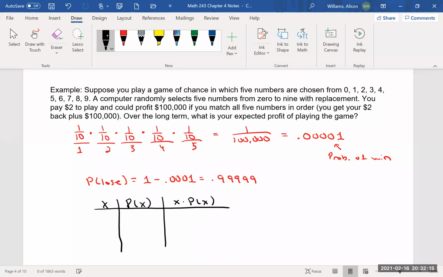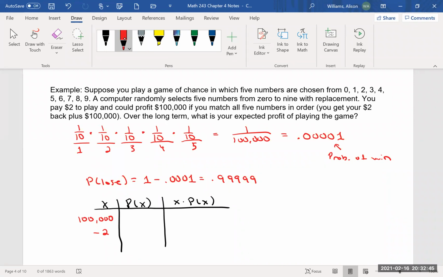Okay, so in this game, there's two outcomes. You win or you lose. Okay. So if you win, $100,000. So that is the first random variable, 100,000. But if you lose, you're going to lose $2. Okay. So those are the outcomes. Those are the two possible things our random variable can be. $100,000, you win it, or you lose $2. So we're using a negative.